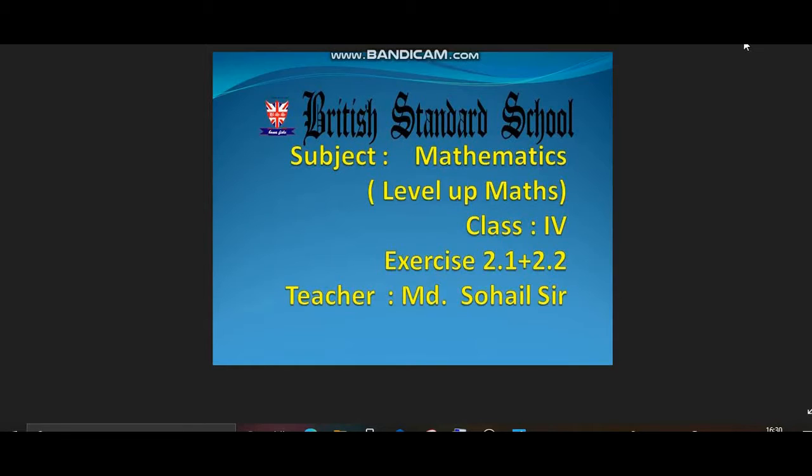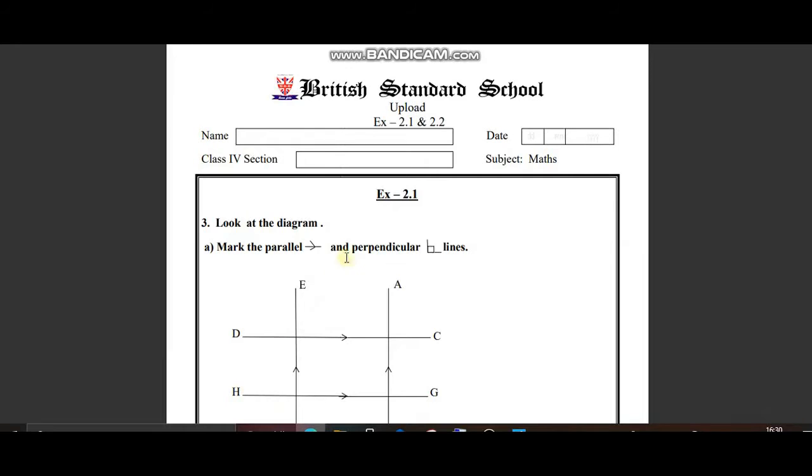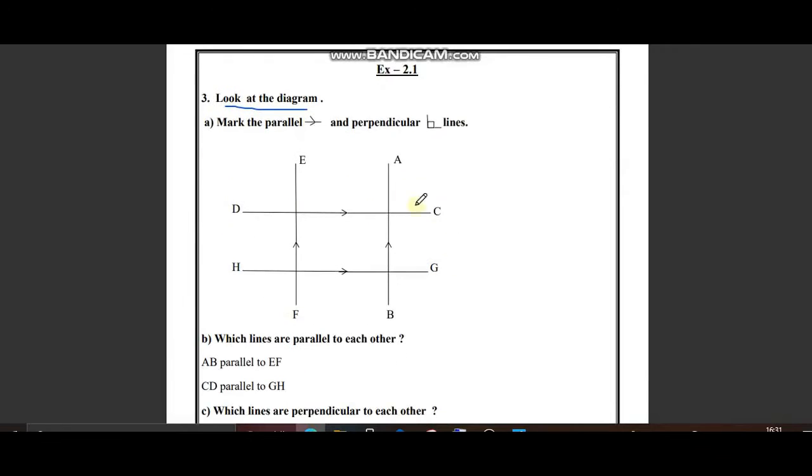Today I'm here to teach you exercise 2.1, the rest of it, and 2.2, page number 8 and 9. Let's start 2.1, whatever we left in previous classes. Question number 3 we didn't do in 2.1. If we follow that, we can see they said, look at this diagram. This is the diagram they have given. They said to follow this diagram and mark the parallel sign and the perpendicular sign.